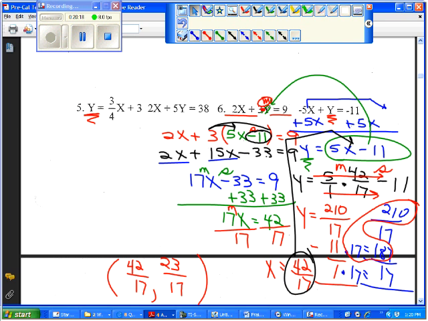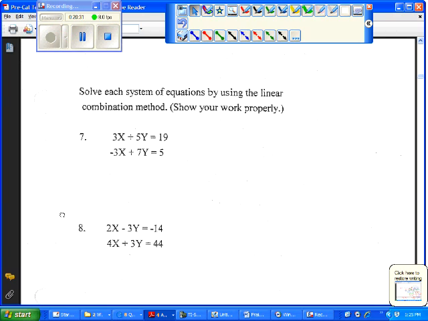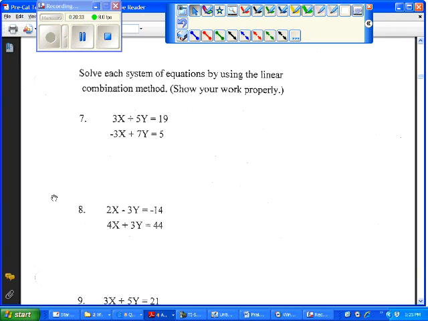Any questions on 1 through 6? Solving systems of linear equations by substitution. All right. The back side is solving systems by the linear combination method.